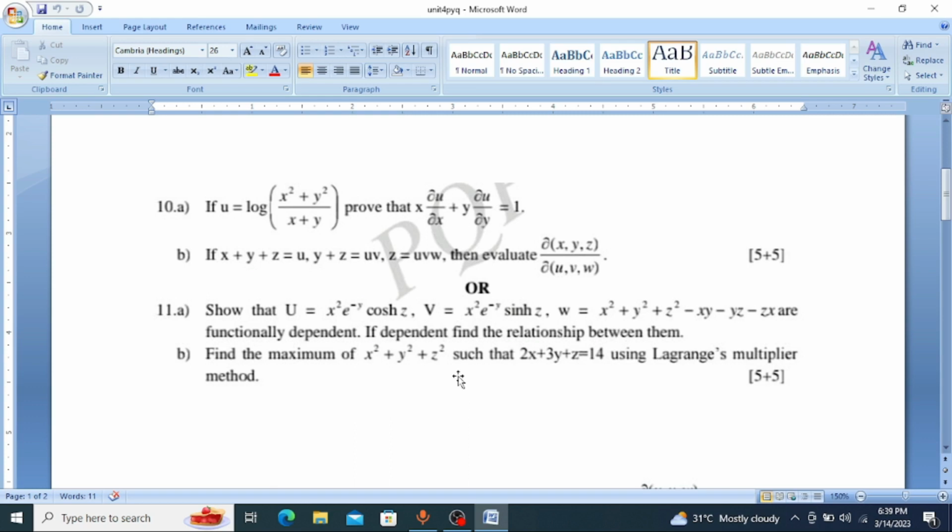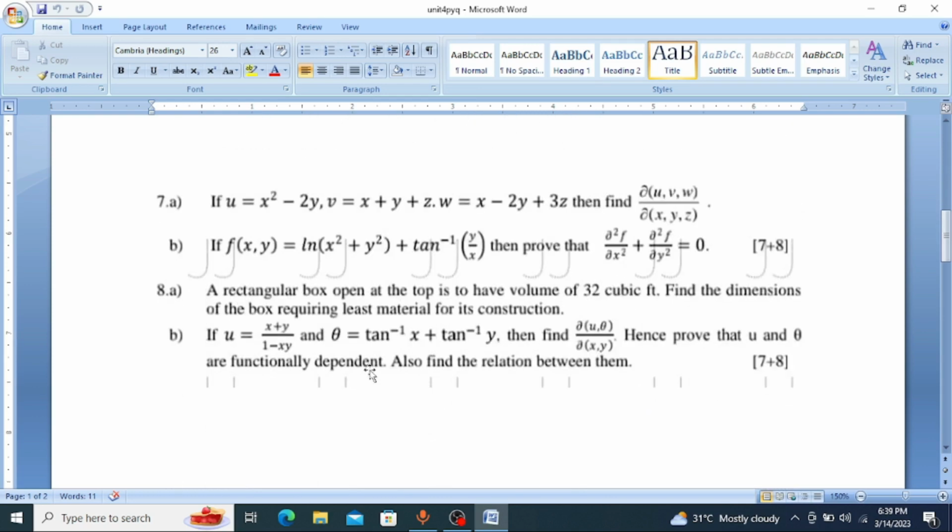Then you will get 3 lambda values. From that you solve those equations, you will get the values of y and z in terms of x. So substitute in the phi equation, then you will get the x, y, z values. That will be the maximum. So this is Lagrange's multiplier method.